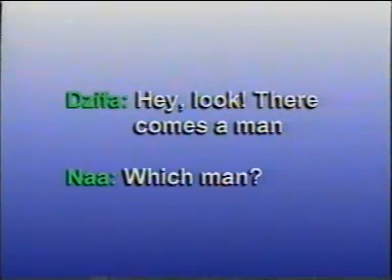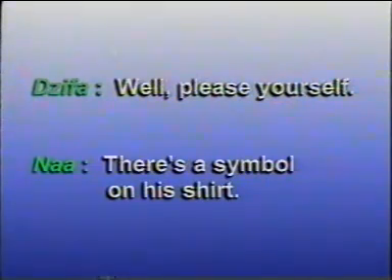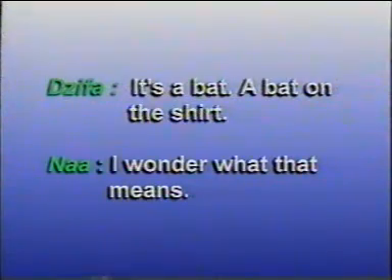Hey, look, there comes a man. Which man? The man wearing a red cap over there, near the hut. Yes, I see the man, but he's not wearing a cap. He is wearing a red hat. Well, please yourself. There's a symbol on his shirt. It's a bat. A bat on a shirt? I wonder what that means.